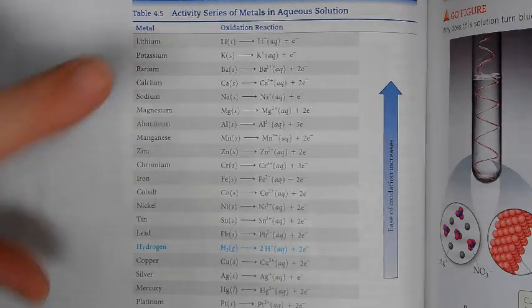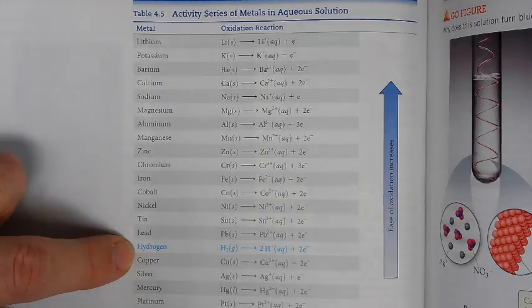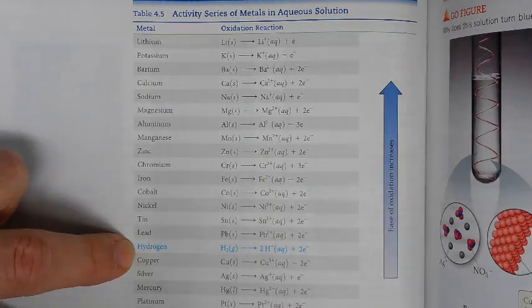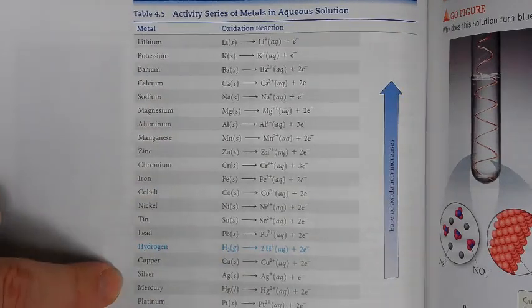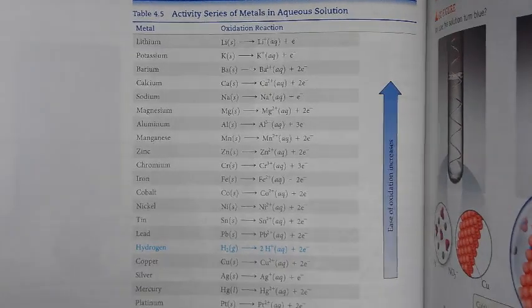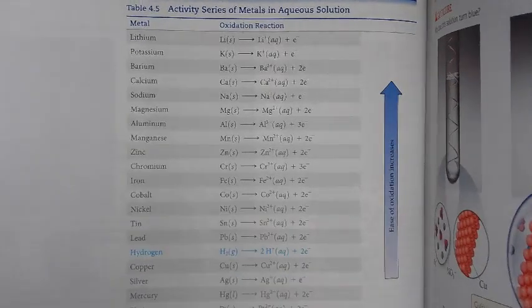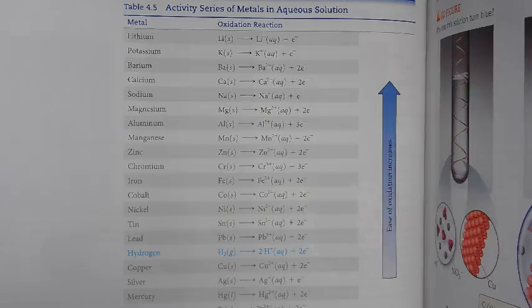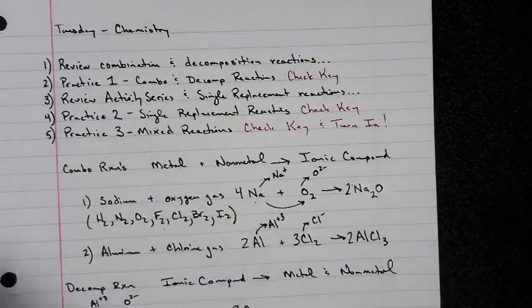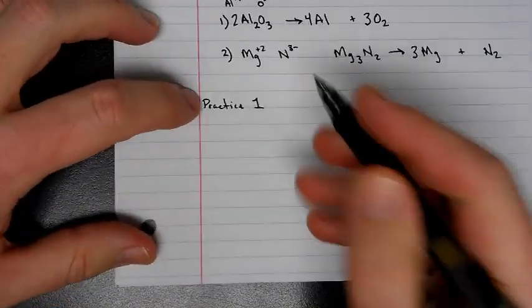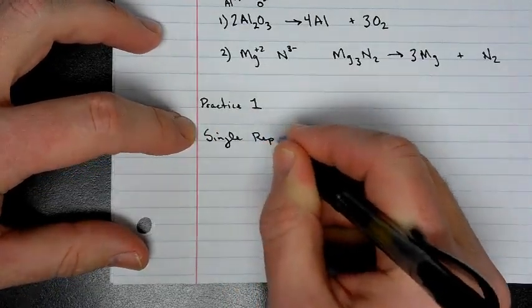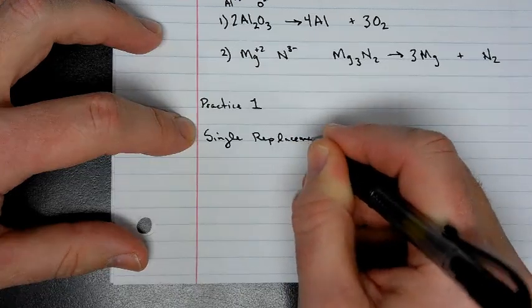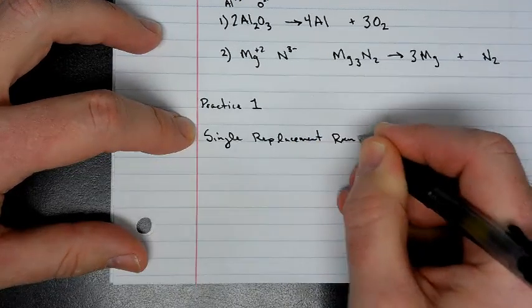The one little guy in here that we need to know about is hydrogen. Hydrogen, when he is in an acid, he will be replaced and form hydrogen when he's with one of these active metals. Okay, now let's do a couple practice problems with single replacement reactions. I'll show you how to do it, and then we'll get you plenty of practice. So single replacement reactions. Let's do practice 1.